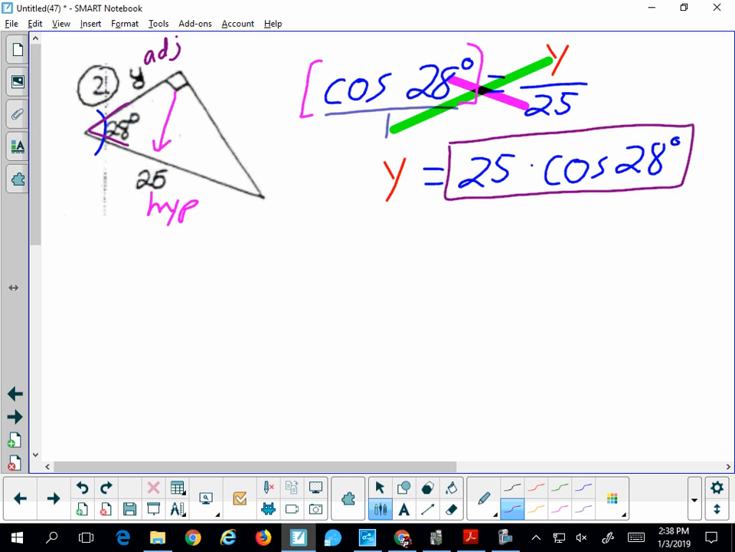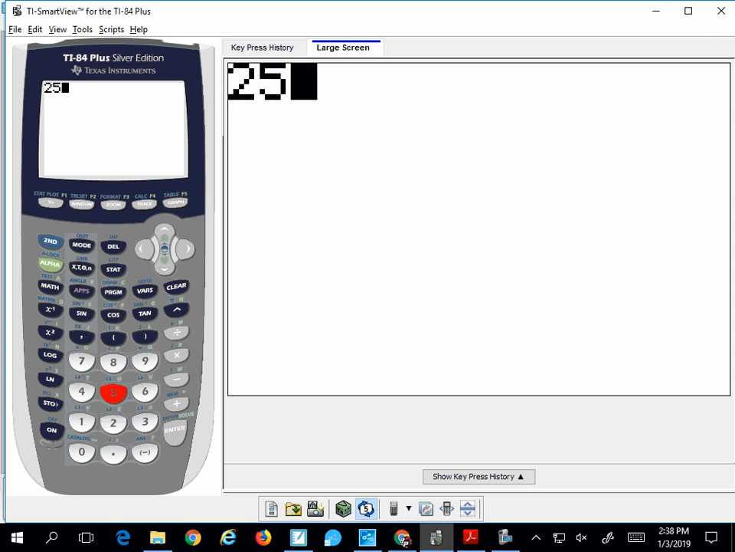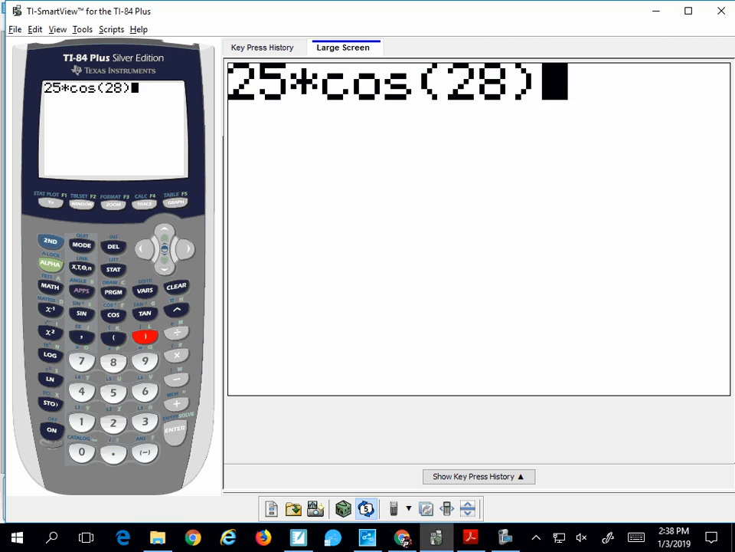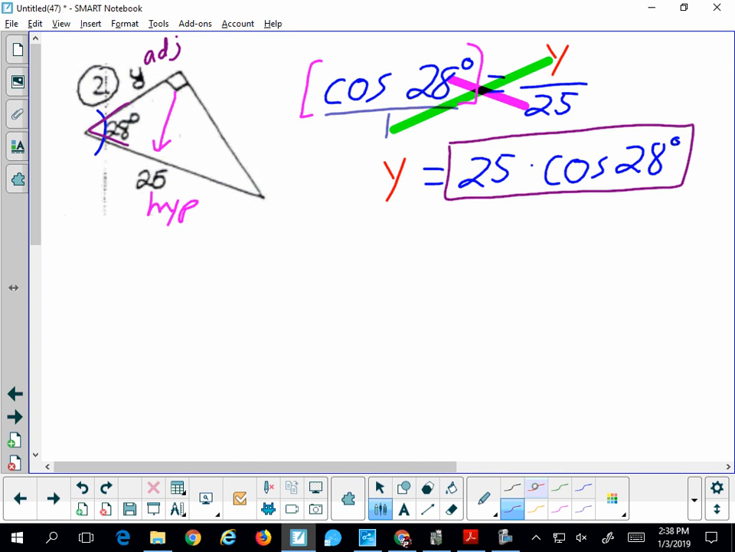So 25 times cosine 28 degrees, and I get 22.07. So y is equal to 22.07. This one says to round to the nearest tenth, so I get 22.1 as my adjacent side length.